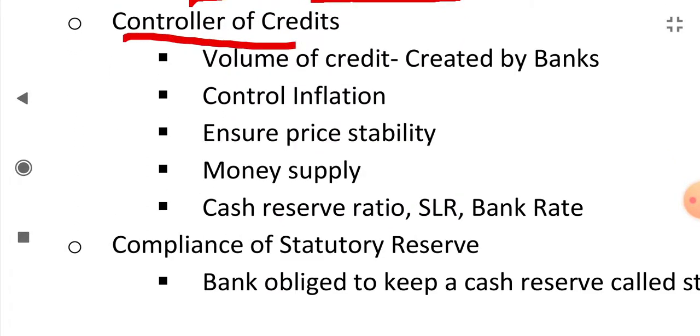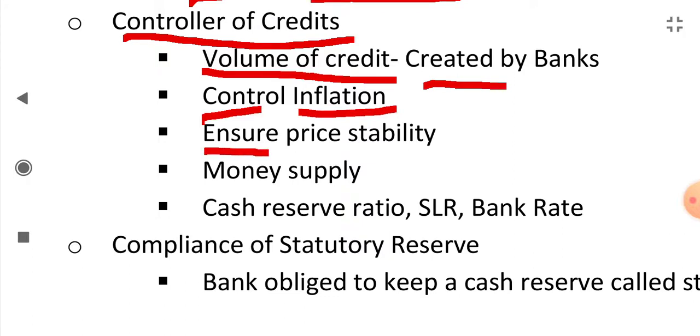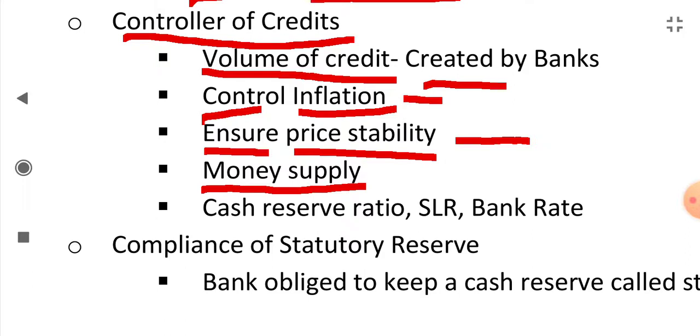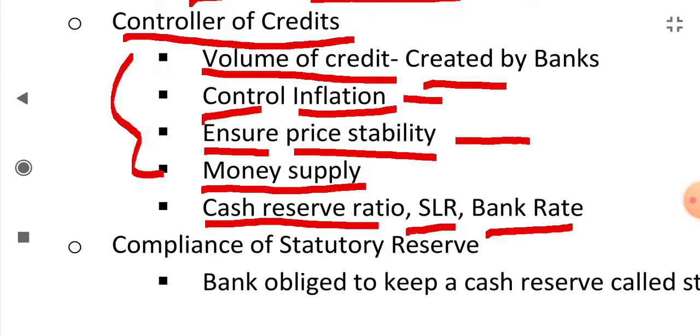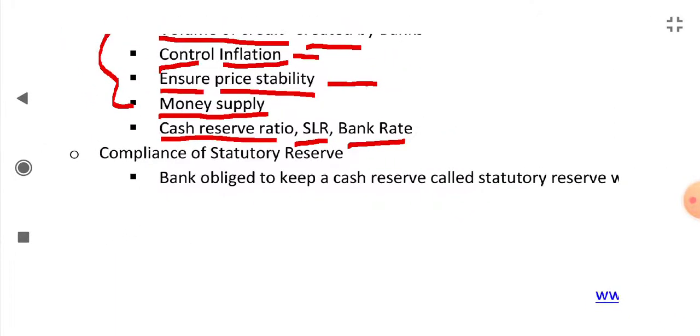It is the controller of credits. How? The volume of credit created by banks, the volume of loans and advances which have been lent by the banks, it controls them. Okay, it controls the inflation, the price rise. It ensures price stability. It controls how much money is in the economy of the country. It does all these things through instruments like cash reserve ratio, statutory liquidity ratio, and bank rate. We will see in the next point how they control all these.